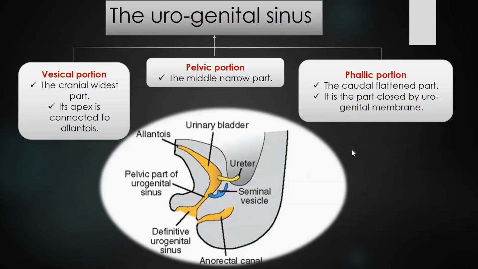Note that the mesonephric ducts that open into the urogenital sinus are placed between the vesical portion and pelvic portion. These mesonephric ducts will develop to form important male reproductive canals, the seminal vesicle and vas deferens.